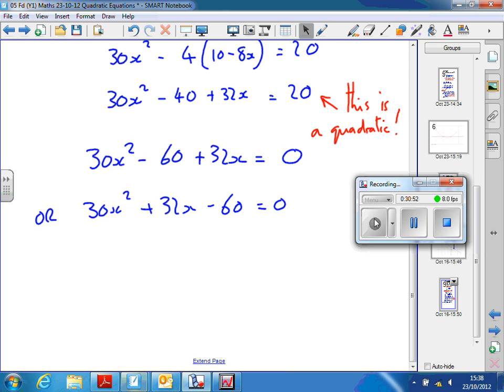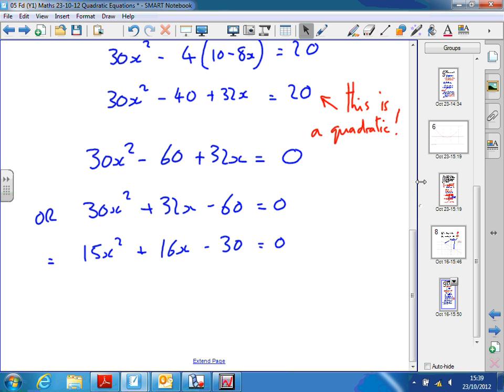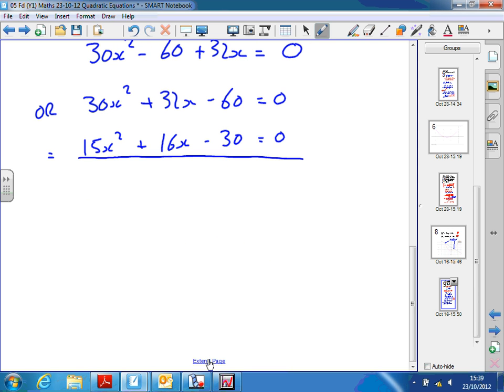However, there is one little thing I can do to help myself. Anybody suggest it? So now we've got this to solve, we can either put this in as it stands in the quadratic formula, where a is 30, b is 32, c is minus 60. We can try and make it smaller by dividing through by 2, or suggestion is made to divide through by 10. 3x squared plus 3.2x minus 6 equals 0.